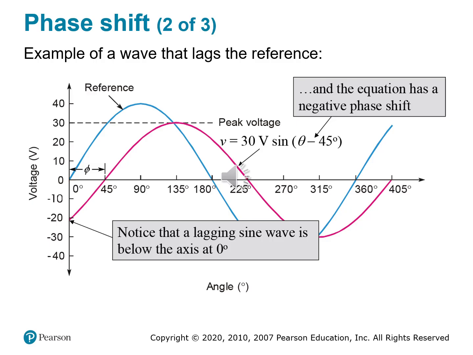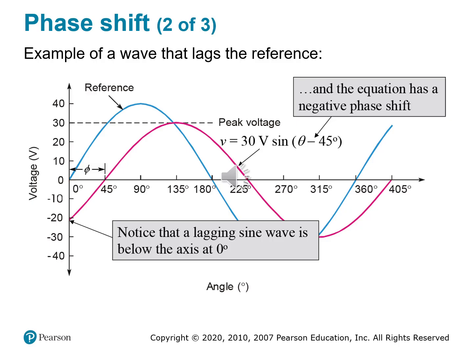Let's take a look at that concept of phase shift, and we're going to put it on a graph. So in the example we see here, we're looking at a sine wave that lags behind a reference waveform. It's like a second runner leaving the starting line just a bit late. And here's what's happening in the graph. The blue wave is the reference sine wave. The magenta wave is the lagging waveform, so it's shifted to the right. And the equation for this sine wave would be v is equal to 30 times sine of theta minus 45 degrees. That minus 45 is the phase shift. And it tells us that the wave reaches each key point 45 degrees later than the reference.